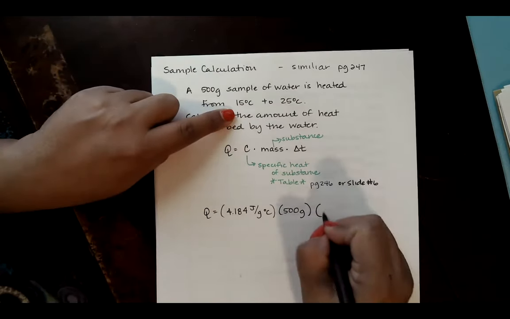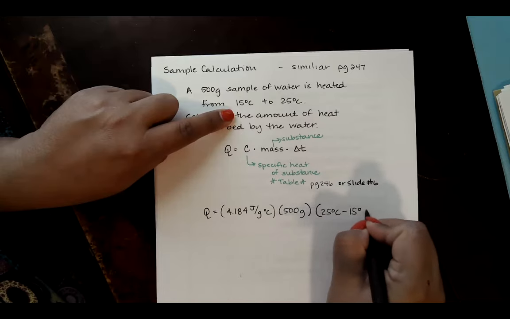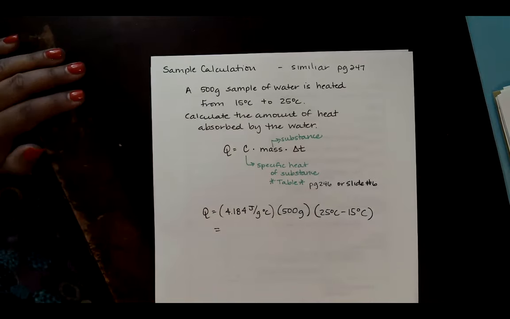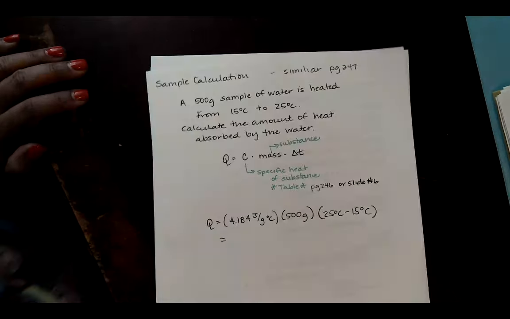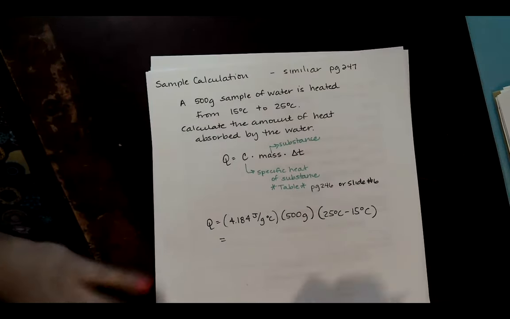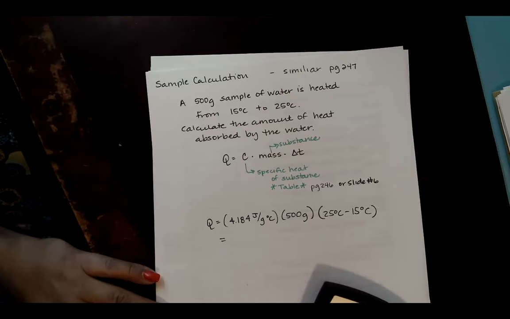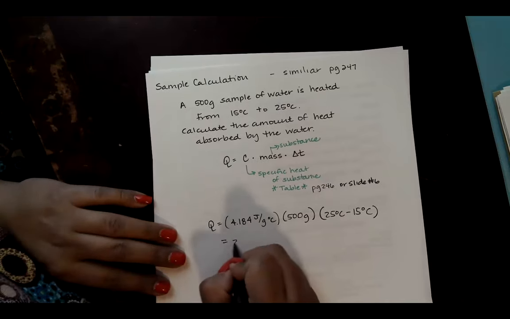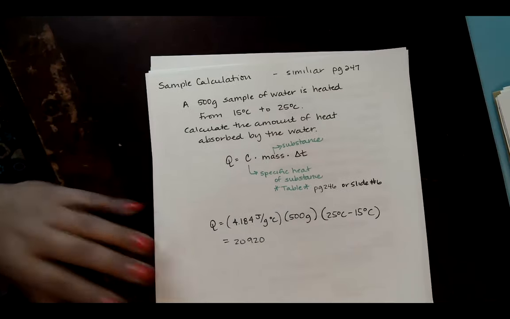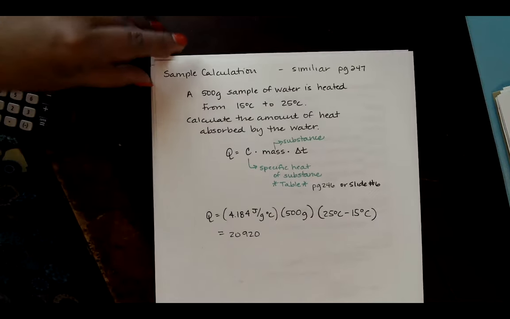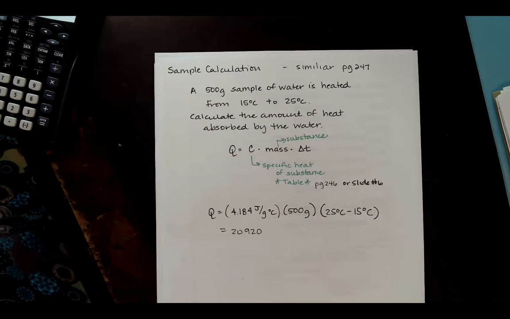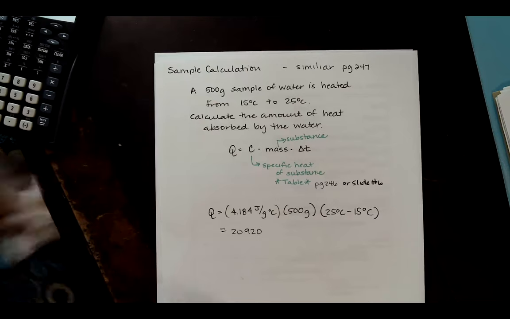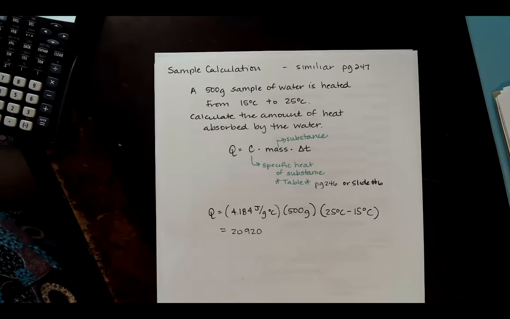Times the temperature change, and my temperature change is going to be 25 degrees Celsius minus 15 degrees Celsius. So when I do this math, I get a huge number. That's what my calculator spits out at me. Did you get the same number? So I got the same number. Good. Yes, Vikram got the same number.